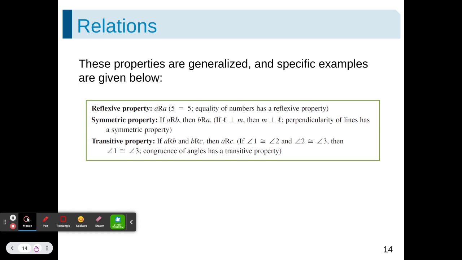So 5 is equal to 5, that would be called the reflexive property. The symmetric property would be A is related to B and B is related to A. For example, if L is perpendicular to M and M is perpendicular to L, then those perpendicular lines have a symmetric property. The transitive property is that A is related to B, B is related to C, so therefore A is related to C. Slightly different than my examples, but very similar in the idea of how we're going to apply them.